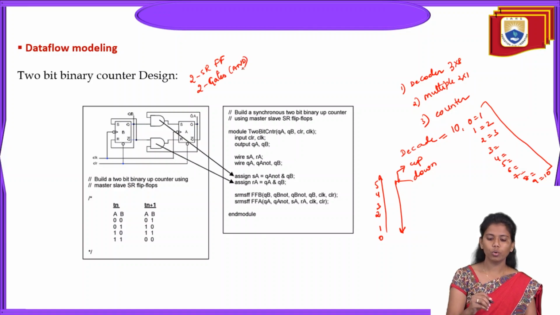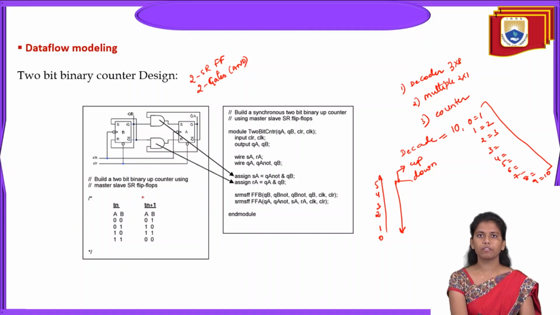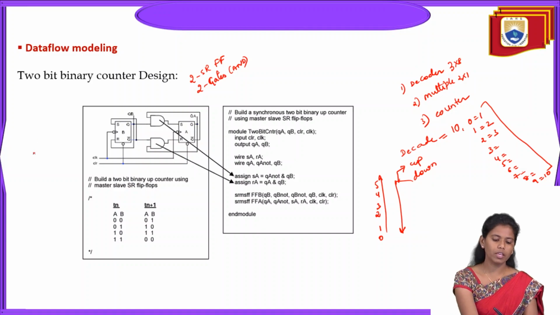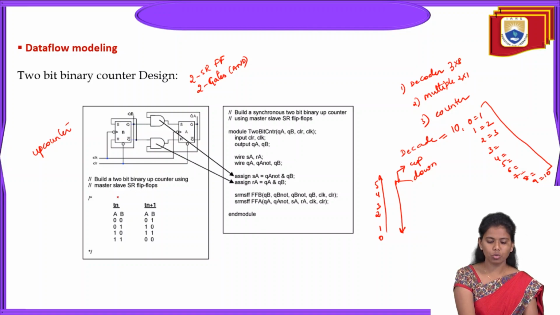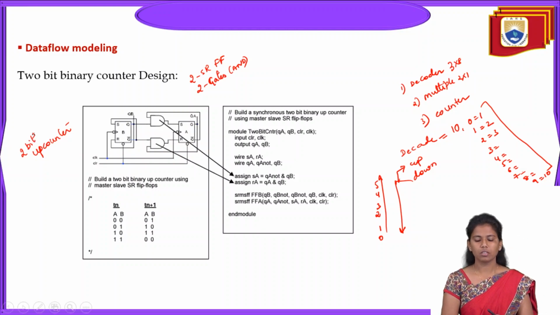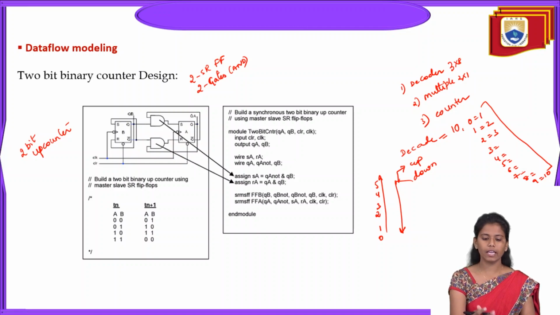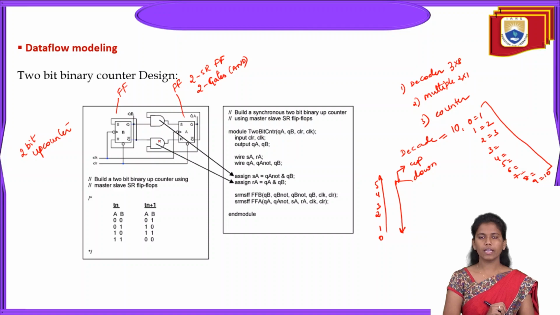2 AND gates, 2 SR flip-flops, and also we have built a 2-bit binary up counter using master slave flip-flop. So we are discussing the up counter, a 2-bit up counter. We design it by taking the help of 2 flip-flops. This is one flip-flop and this is another flip-flop, and these two are nothing but the AND gates.